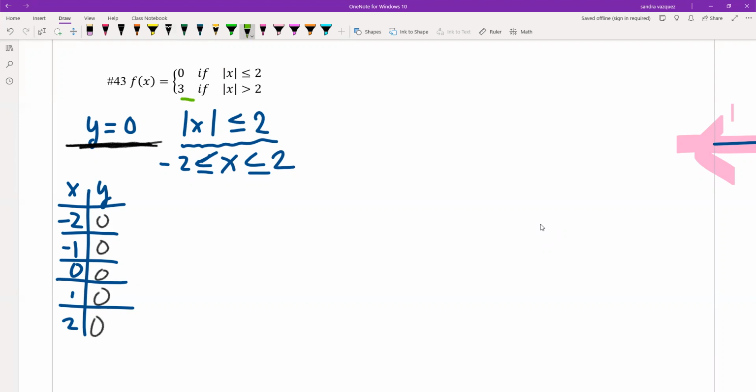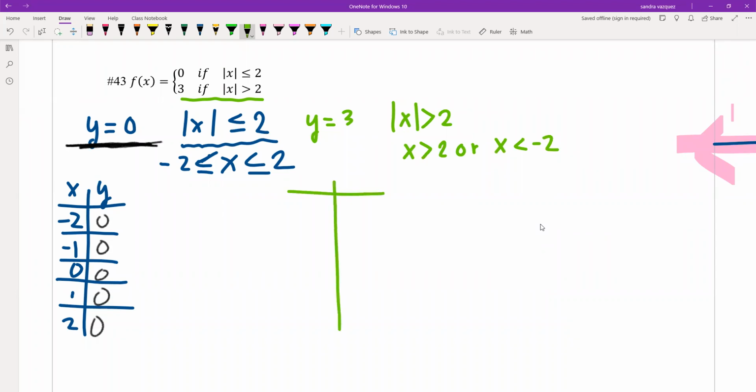So then I'm gonna label it in green. So then this will be y is equal to 3. And then we have absolute value of x is greater than 2. But I gotta think again what satisfies all these conditions. And so it will be x is greater than 2 or x is less than -2. That will satisfy all of those conditions.